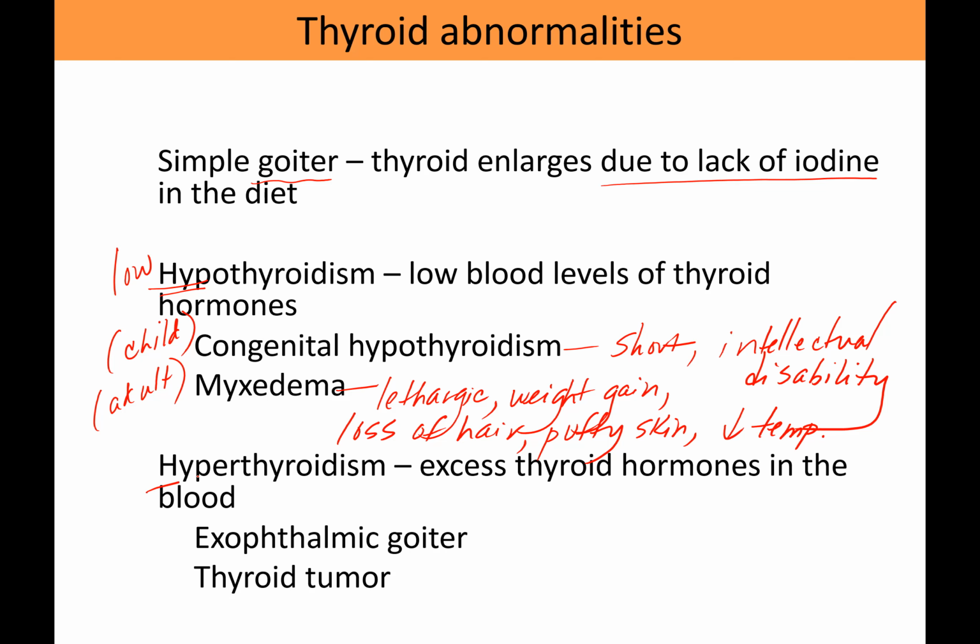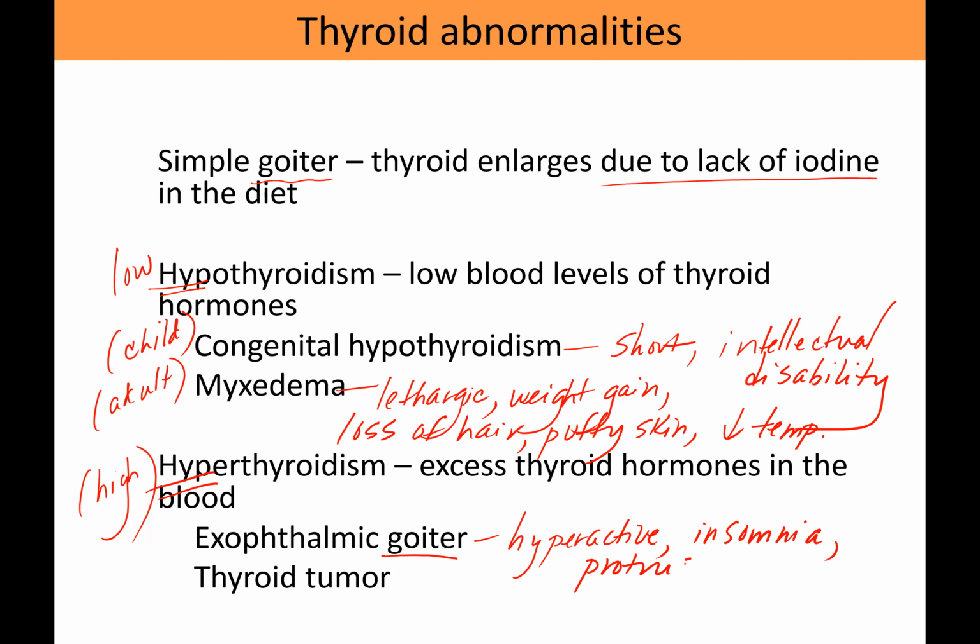Compare that to hyperthyroidism. In this case, the thyroid is too active, it's hyperactive. And individuals here, I've got a picture on the next page of somebody who has this kind of a goiter here, and basically they end up with some hyperactivity. They can have some trouble sleeping, so maybe some insomnia. They could have kind of a protrusion of eyes.